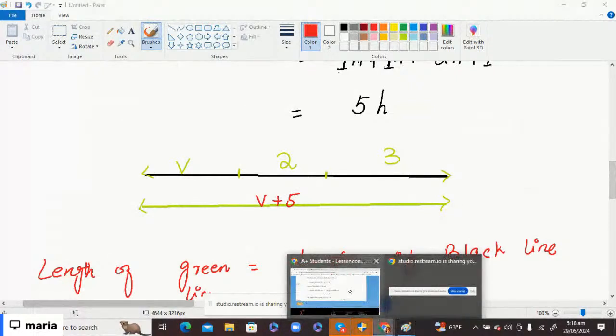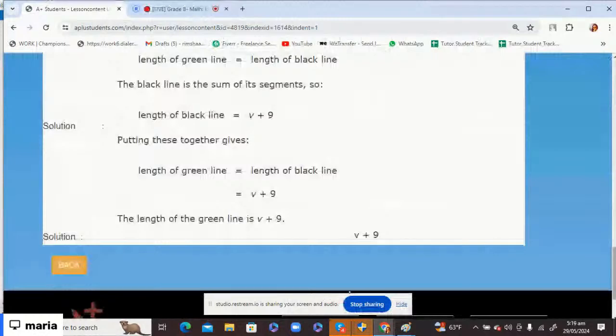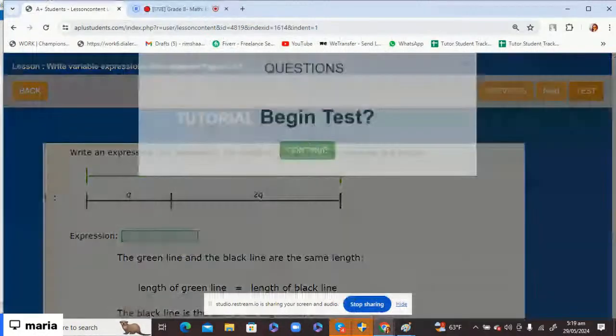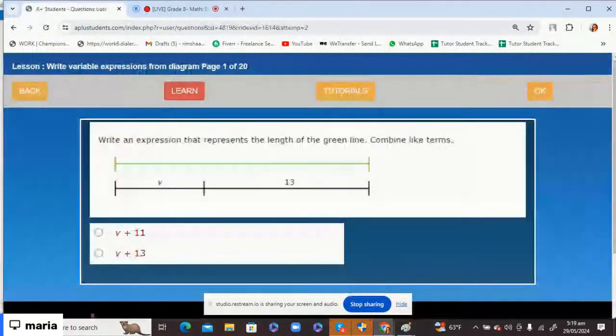All right, let's do some test questions for that. So this is: write an expression that represents the length of the green line, combine like terms. They are saying that the black line is given, which is V and 13, and the length of the green line is not given. So we are just simply adding. So it's V plus 13. So which option is V plus 13? So we are going with option B, that is V plus 13.